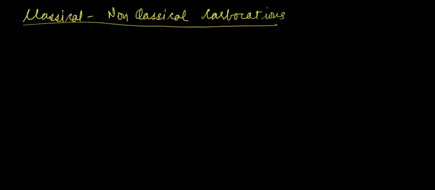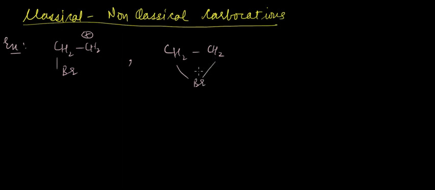So let me explain this with the help of an example. If we have something like this, and Br here, it is an example of a classical carbocation. But if the Br is also sharing the positive charge along with the two CH2 carbons, then it is non-classical, and this is classical. Okay, so non-classical carbocations will undergo rearrangement.